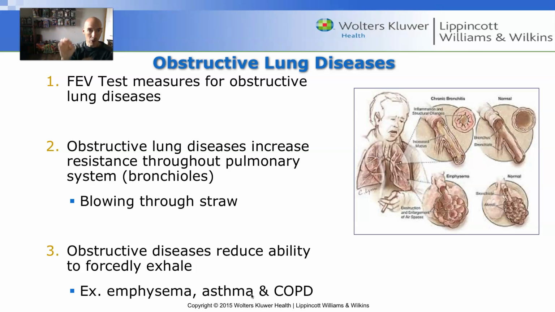Again, think about a straw versus a garden hose. The hose is bigger, the straw is much smaller. The water is going to move through either of those tubes, but it's going to move slower through the straw because it has a smaller diameter. Okay, same thing occurs when somebody has obstructive lung disease.